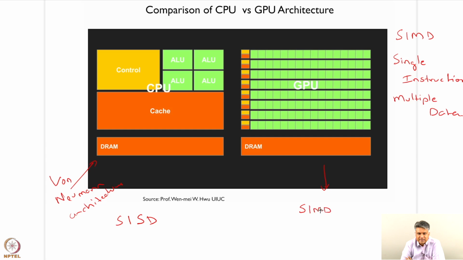So what it means is that it takes a single instruction. It could be an addition, it could be a subtraction, or it could be something slightly more complicated, but not too complicated because these are lightweight cores. And this instruction is then executed in parallel in one shot on multiple data. So all of this is then executed concurrently on these multiple processing cores in a GPU.